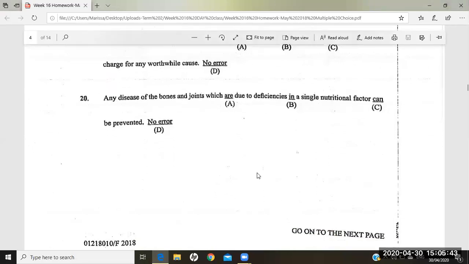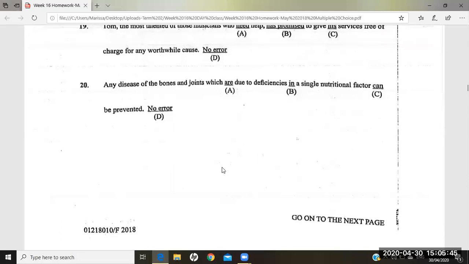And number 20, Cheyenne. Any disease of the bones and joints which are due to deficiencies in a single nutritional factor can be prevented. A? Yes, it is A. It's supposed to be what? Is. Very good. It's supposed to be is. So any disease is.